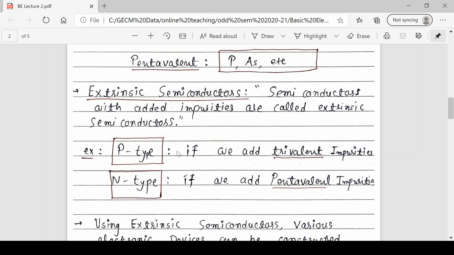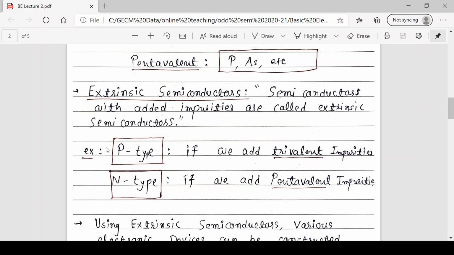Let's understand the second category of impurity, which is pentavalent. If you add pentavalent impurity to pure semiconductors, 4 electrons will form the covalent bond with silicon or germanium, but the fifth electron is free. So if you add pentavalent impurities, you will get plenty of free electrons in the semiconductor. Electrons will be in large number, so they will be the majority carrier, and holes will be the minority carrier, so the semiconductor is called N-type semiconductor.